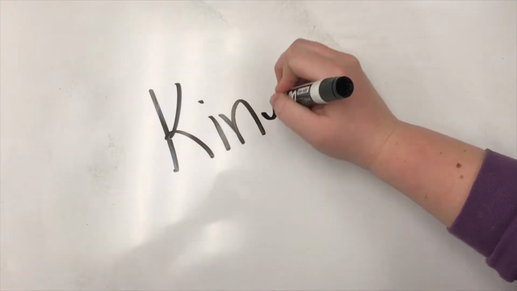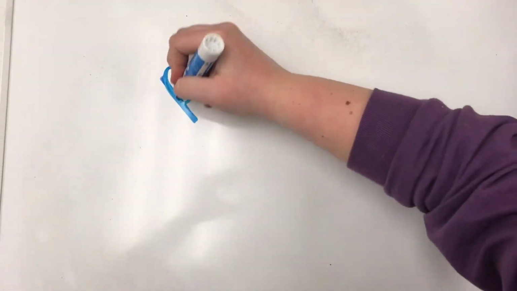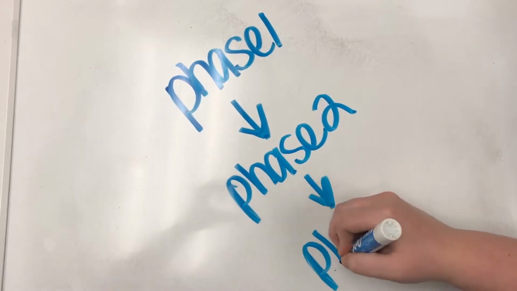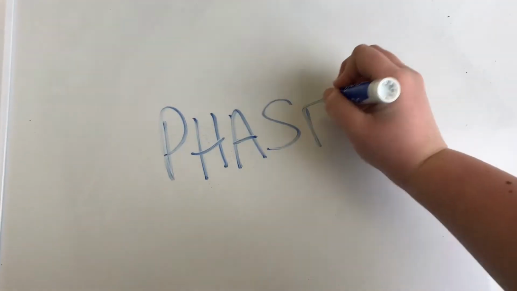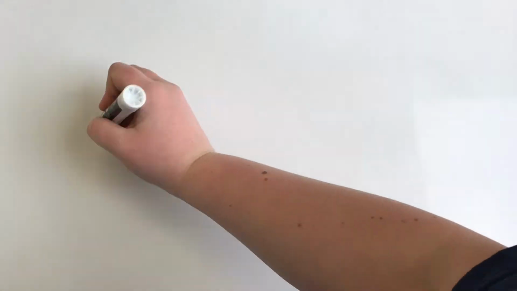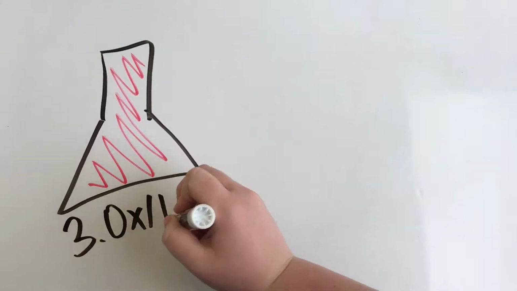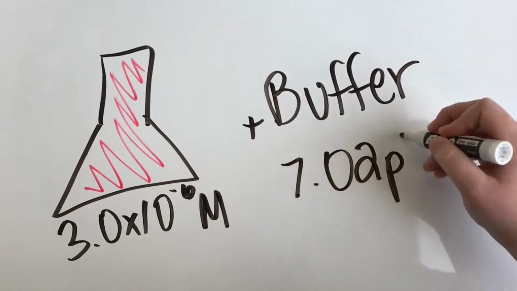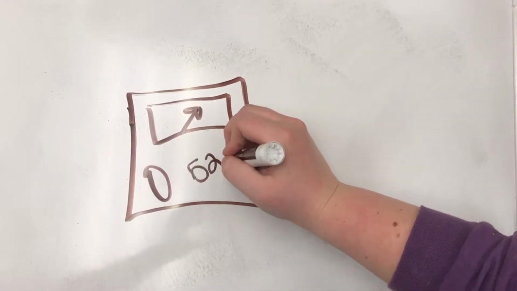Kinetics is the time dependence of chemical reactions and processes, and it can be demonstrated using dyes as a visual. We performed our experiment over a course of 3 phases, changing variables along the way. For our first phase, we combined our 3.0 times 10 to the negative 6 molar red dye with a 7.02 pH buffer. In our other trials, we used a 4.02 pH buffer and a 10.01 pH buffer, but we chose to show just the 7.02 pH buffer.